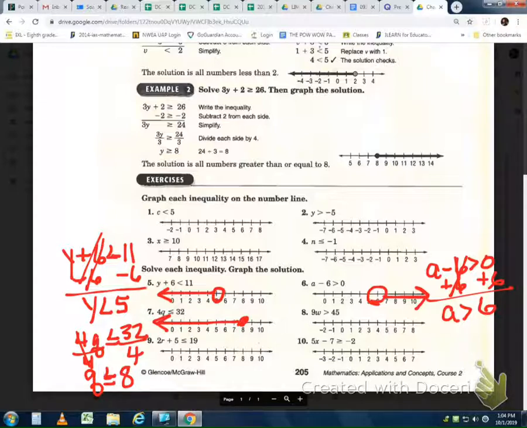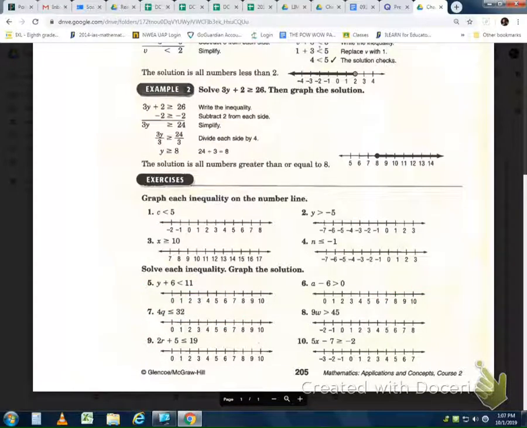We're going to do one more. We're going to do number 9. All right, here's number 9. It says 2r plus 5 is less than or equal to 19.